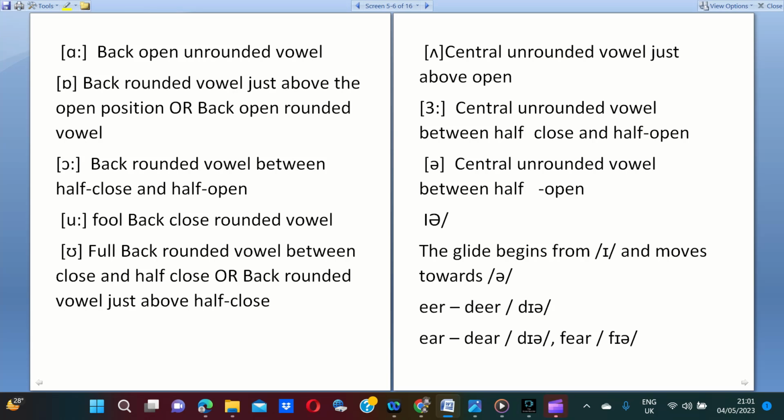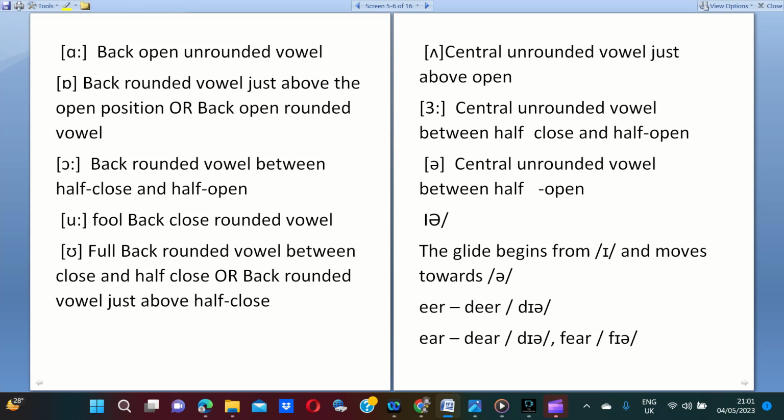This is a central unrounded vowel. This vowel occurs on the central part of the tongue. While producing this sound, our lips are in an unrounded position. Our mouth is in an open position.